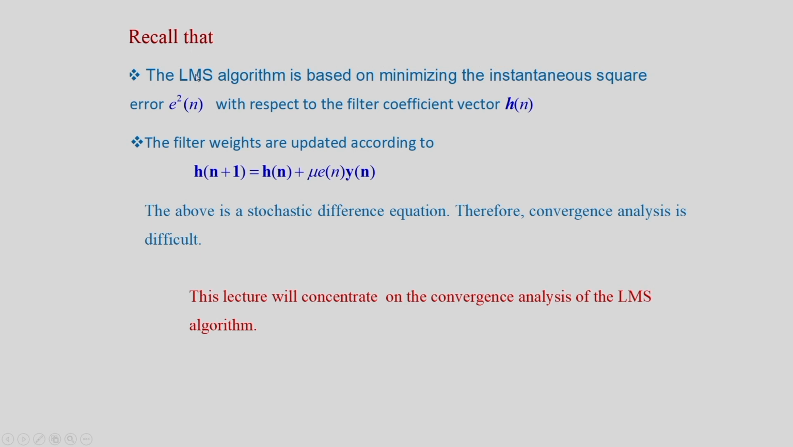Recall that the LMS algorithm is based on minimizing the instantaneous squared error e squared n with respect to the filter coefficient vector h(n). The filter weights are updated according to this equation: h(n+1) is equal to h(n) plus mu times e(n) into y(n). y(n) is the data vector, mu is the step length parameter.